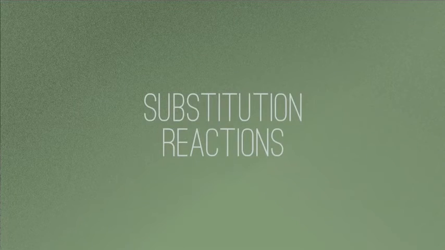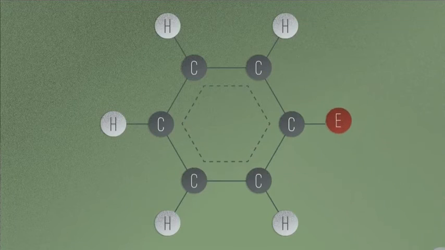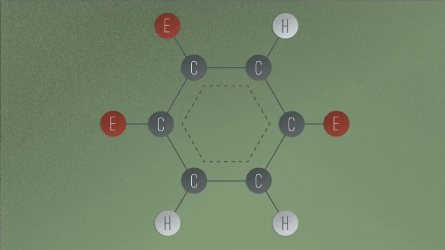What does often happen is substitution reactions, where one of the protons is kicked out of the compound by another species, which takes its place, and the molecule keeps its aromaticity. This can happen more than once, and the benzene is said to be mono, di, or tri-substituted.